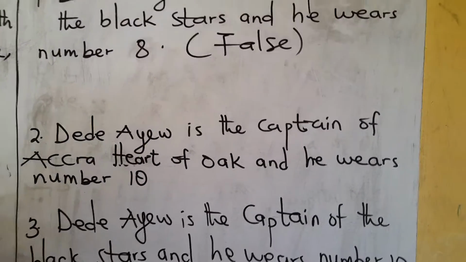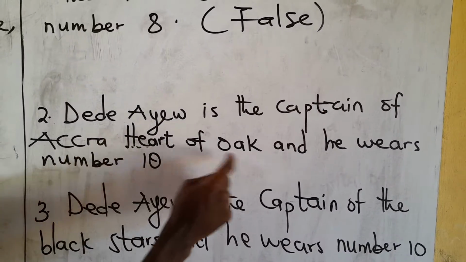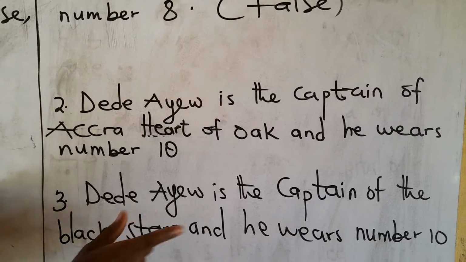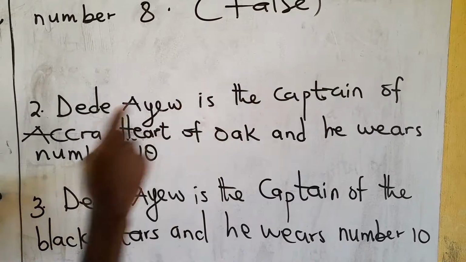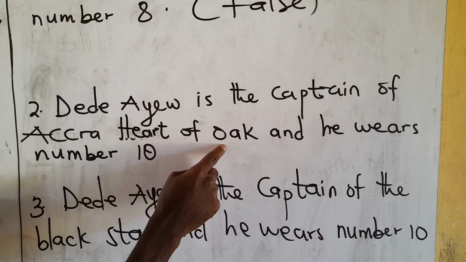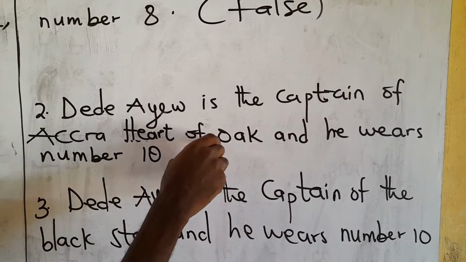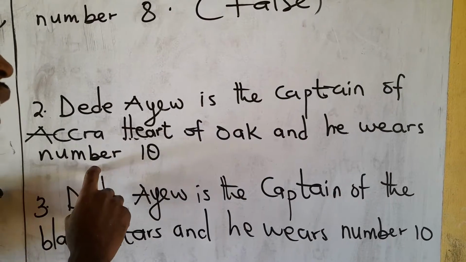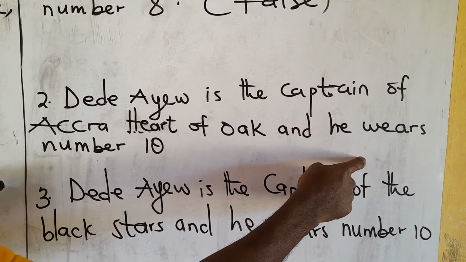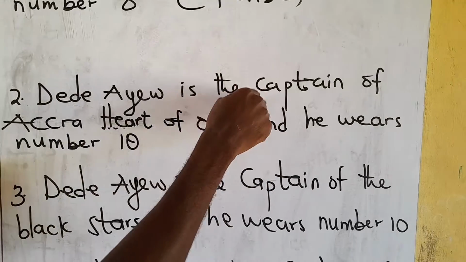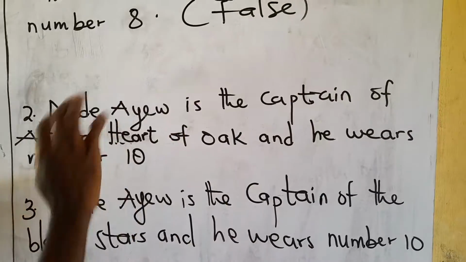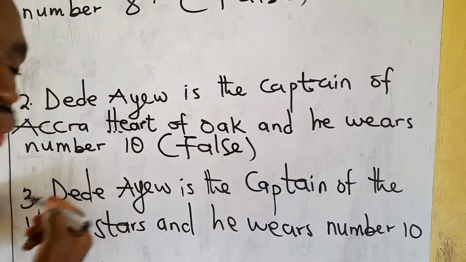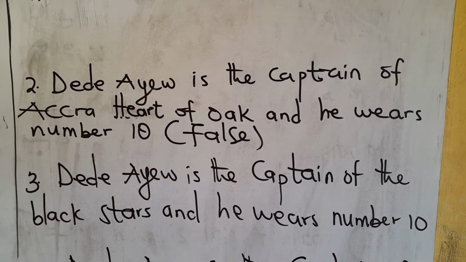Let's look at the second one. Dede Ayew is the captain of Accra Hearts of Oak. And he wears number 10. Is this true? Let's see. Dede Ayew is the captain of Accra Hearts of Oak. It's not true. Dede Ayew is not playing for Hearts of Oak. And he wears number 10. It is true that he wears number 10. But as far as he's not the captain of Accra Hearts of Oak, then the whole statement becomes false. So we say this statement is also false. I hope you get that.